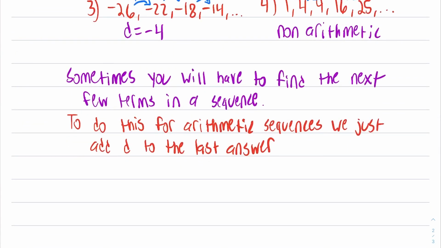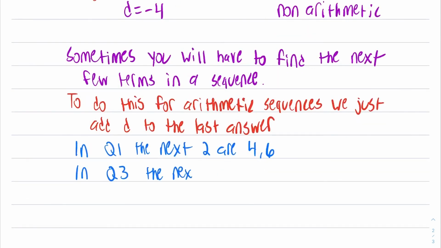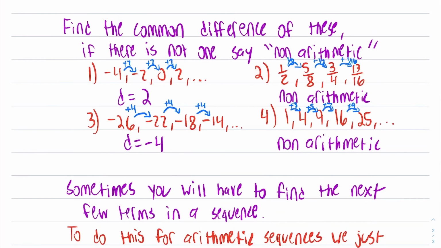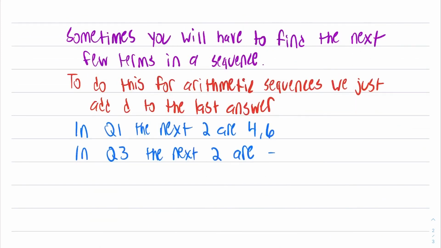So in question 3, we're not subtracting 4. In question 3, we're going to be adding 4. So negative 14 plus 4 makes negative 10, and then another plus 4 will make negative 6.